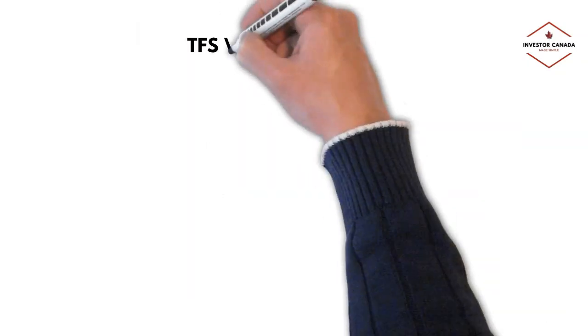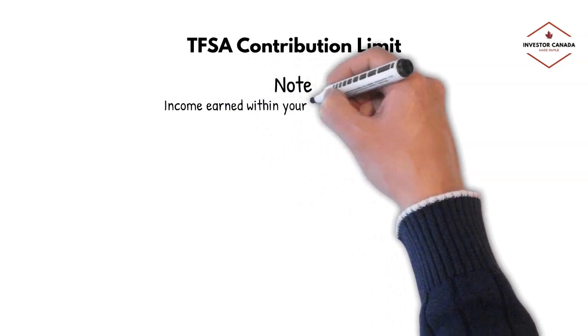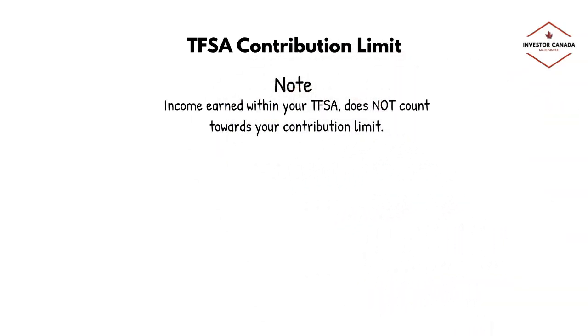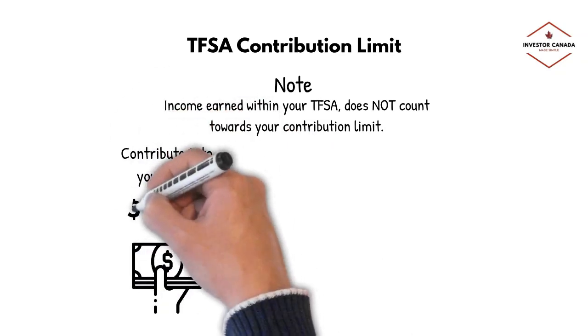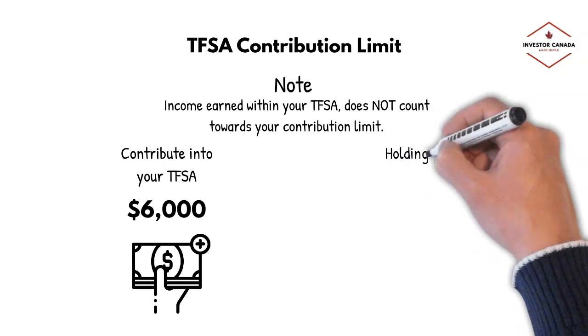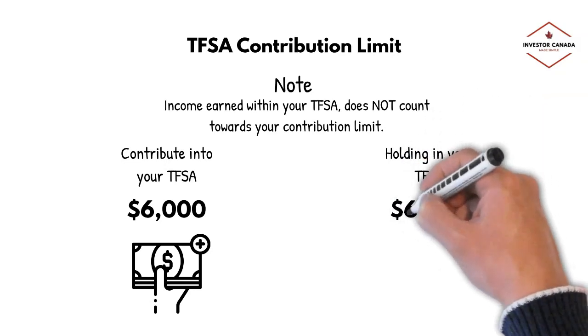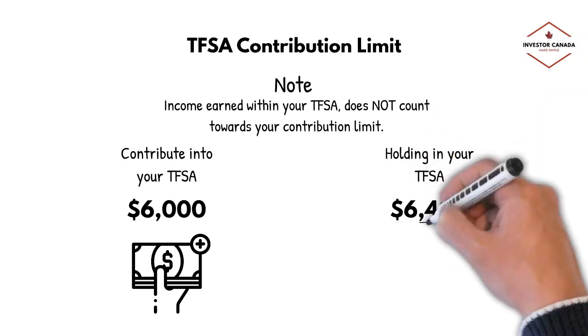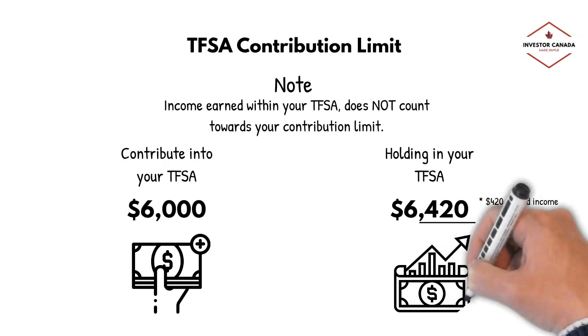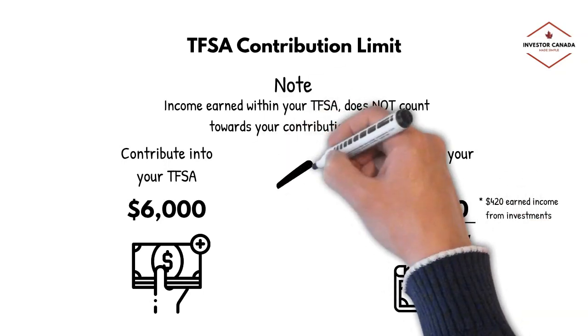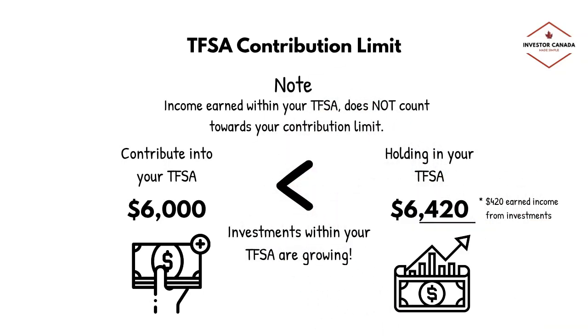It is important to note that the income earned by your investments within your TFSA does not count towards your contribution room, meaning you can contribute and invest $6,000 into your TFSA and then actually hold $6,420 within your TFSA because $420 was earned income. The total value inside your TFSA can and should exceed your contribution limit because investments are growing.